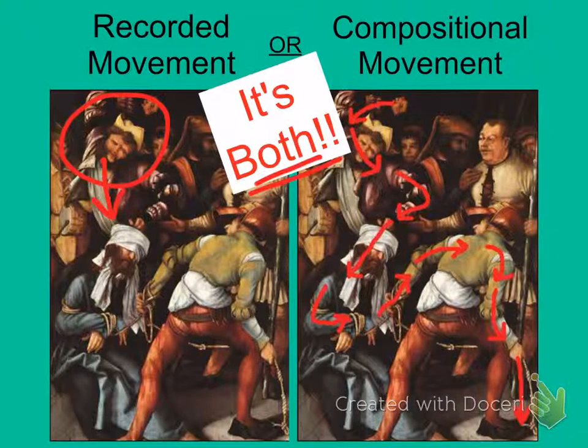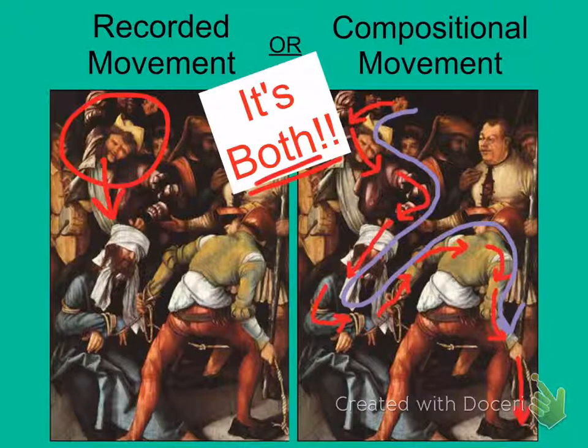On the right side, the artwork's compositional movement is shown with red arrows. We can see how the artist wanted our eye to travel through the artwork's composition.